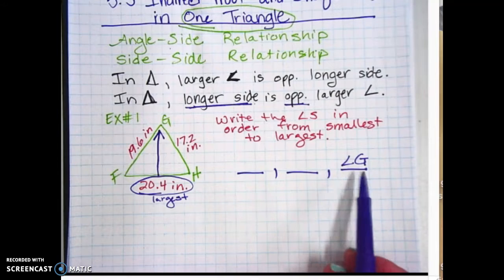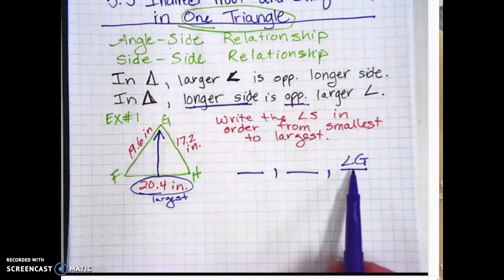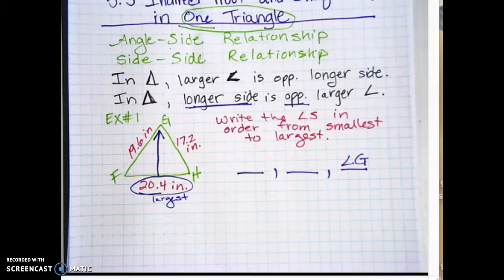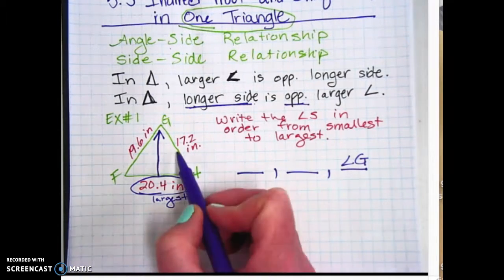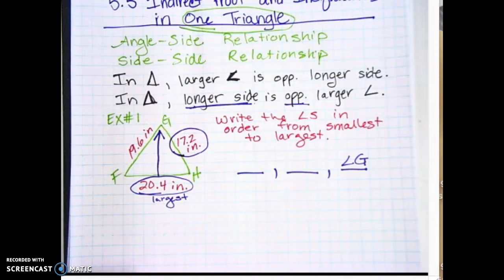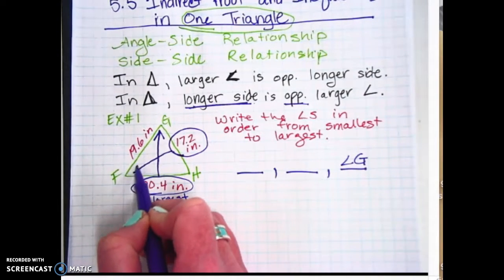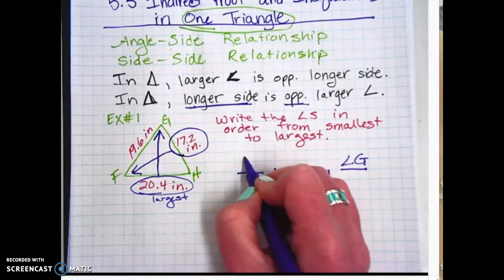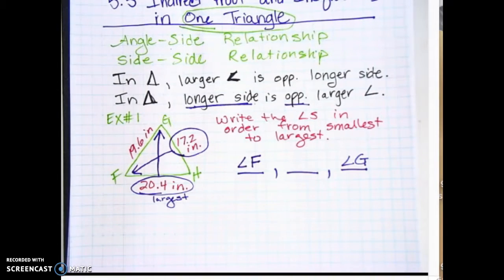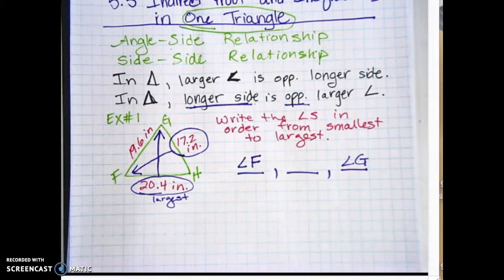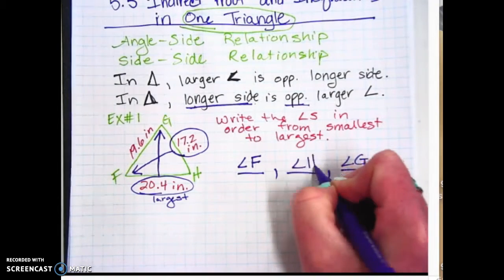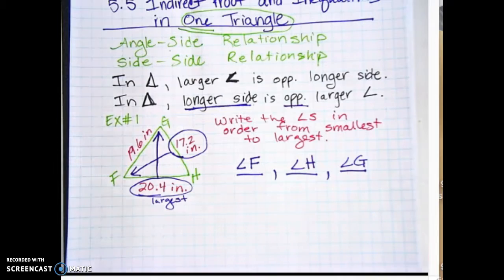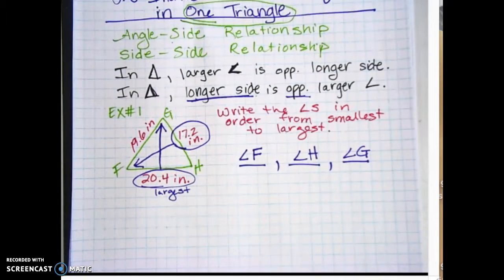So if G is the largest, we're going to use this to get the smallest or shortest. So which of these two that are left is the shortest? 17.2, right? So what angle is opposite the 17.2? F. So angle F is going to be the smallest angle. That means which one's left in the middle? H. Okay. All right, there's example number one.